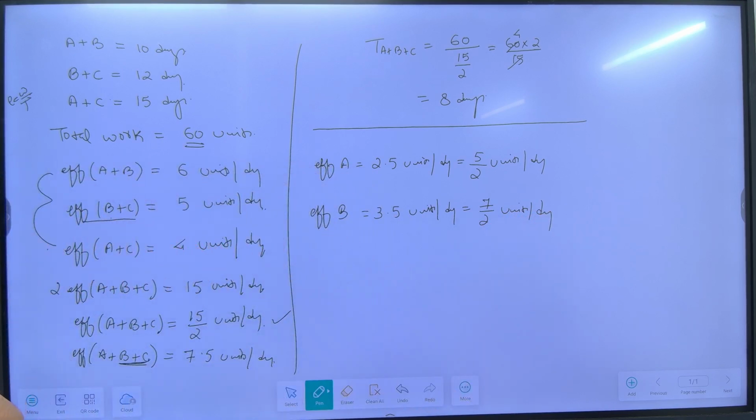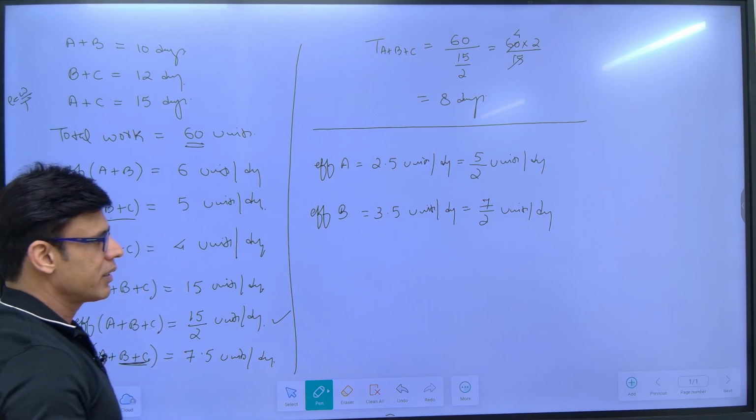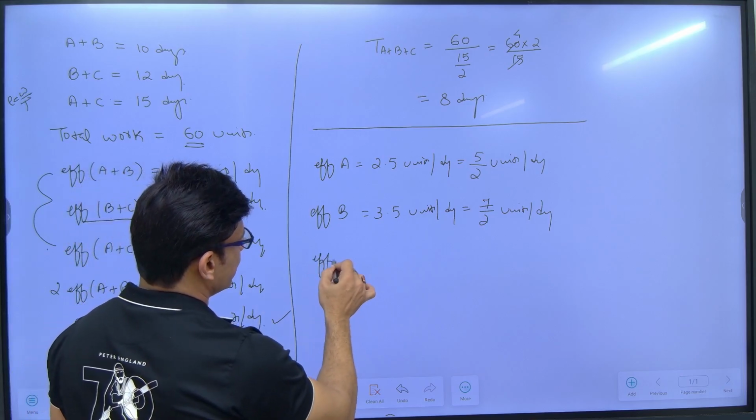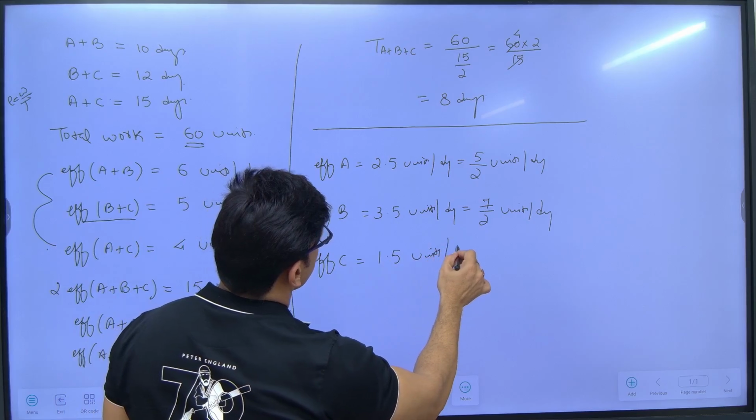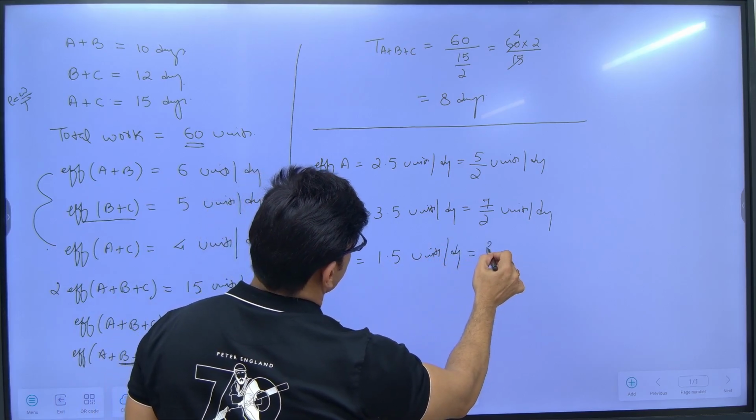Together A and B is how much? 6. And A plus B plus C is 7.5. So you can get the efficiency of C. It is 3 by 2.